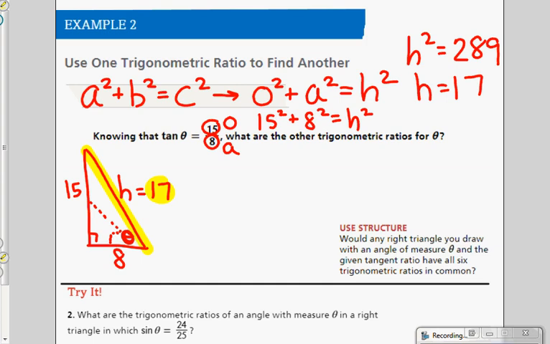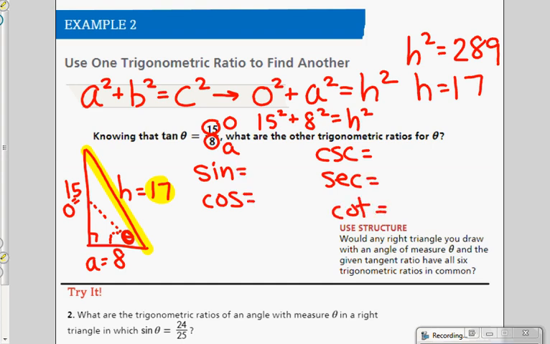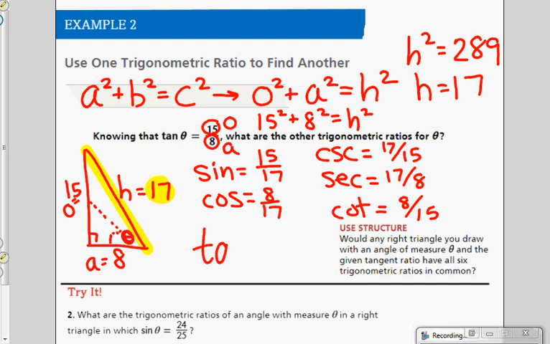Okay. So now that we know that opposite is 15, adjacent is 8, and hypotenuse is 17, we can do our sine, cosine, tangent is done for us, cosecant, secant, and cotangent. Okay? Set them all up, and then do try it 2. And there are the 5 answers they were looking for in this example. Yep, tangent was given. It was 15 over 8.